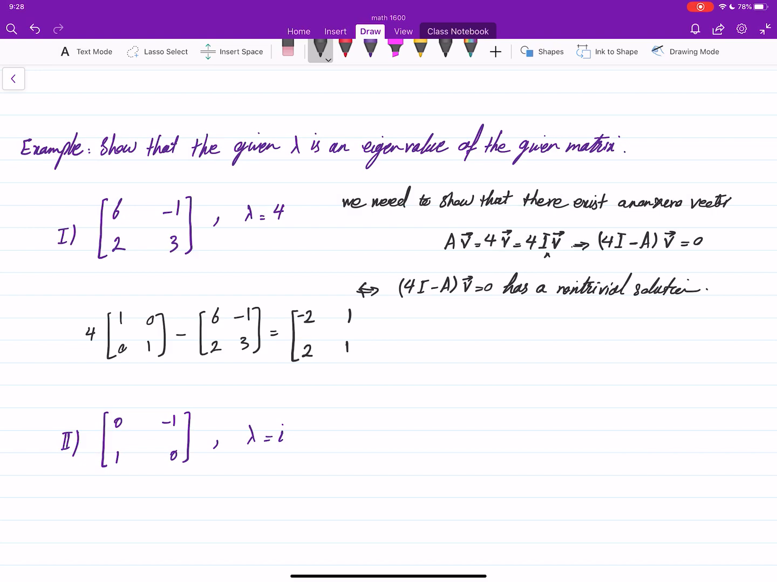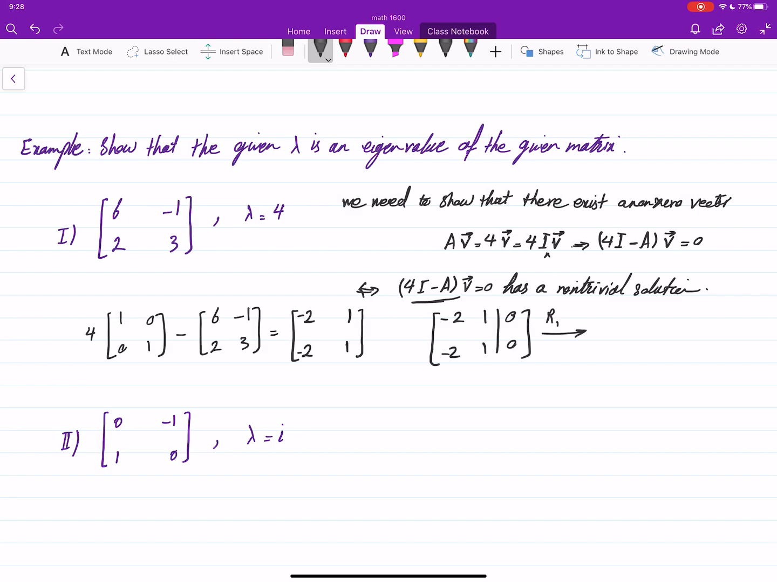Just a second. Okay, this is negative 2. Sorry, 0 minus 2 is negative 2. Okay, so what we need to show is that this system has a non-trivial solution, or in other words, the augmented matrix has a non-trivial solution. And that's easy.